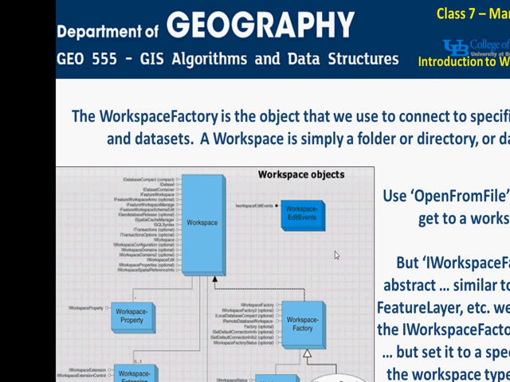So as I mentioned, from the last slide, the workspace factory is the object we use to connect to a specific workspace or data set. The workspace is actually the folder. So to get to a workspace, you can use open from file on a workspace factory. But just like, remember iLayer, iFeatureLayer? Well, workspace factory is also a generic abstract. So there's specific types of workspace factories that we'll use as well.